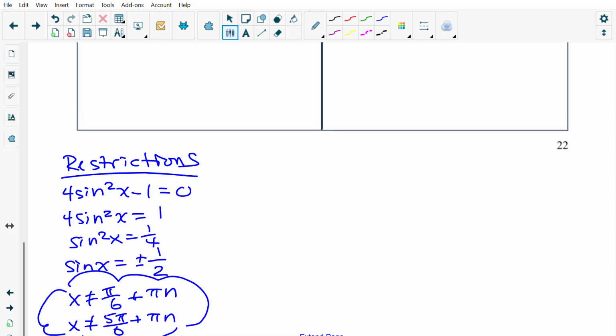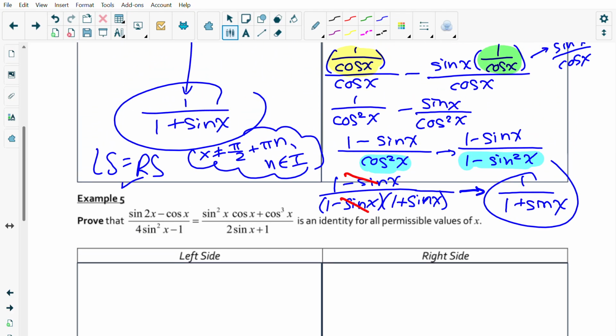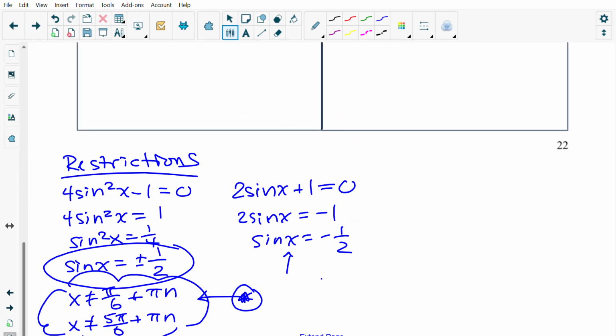The other one is, on the right side, 2 sine of x plus 1. That can't be 0. So 2 sine of x equals -1. Well, if I look at this, sine of x equals -1/2. If I solve for this, it's already included in that restriction there. So I'm not going to solve this because all of my restrictions are right here. Okay, so there's our restrictions.